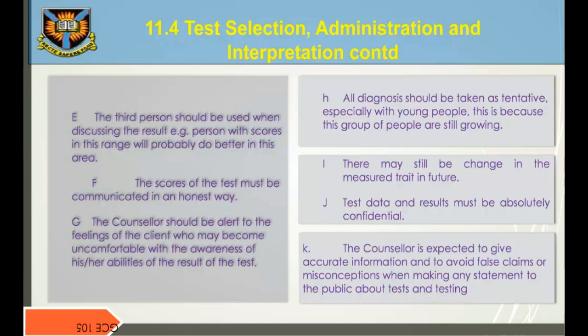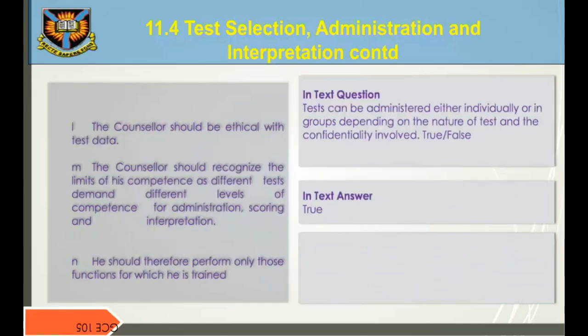H. All diagnoses should be taken as tentative, especially with young people. This is because this group of people are still growing. I. There may still be change in the measured trait in future. J. Test data and result must be absolutely confidential. K. The counselor is expected to give accurate information and to avoid false claims or misconceptions when making any statement to the public about test and testing.